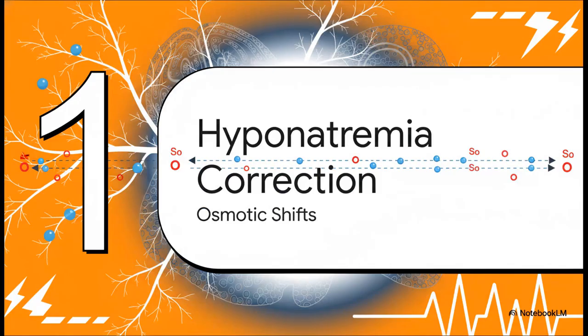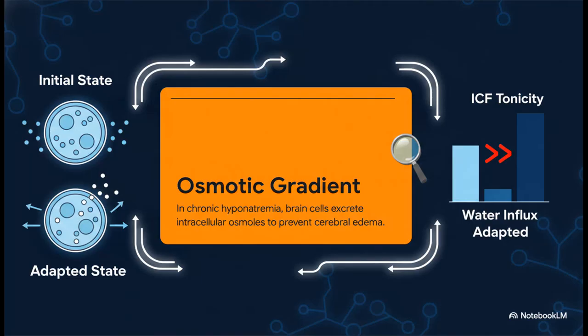Module 1, Hyponatremia Correction and Osmotic Shifts. Our immediate focus here is the profoundly dangerous neurological consequence of improper sodium correction. Hyponatremia isn't just some laboratory number on a chart. It represents a highly volatile fluid shift across the blood-brain barrier.